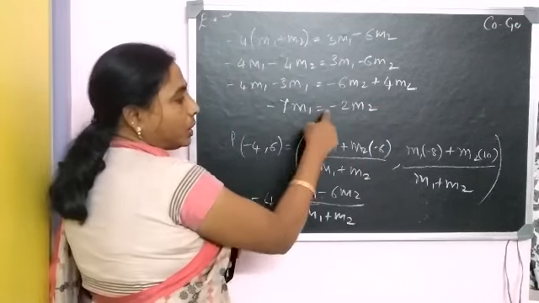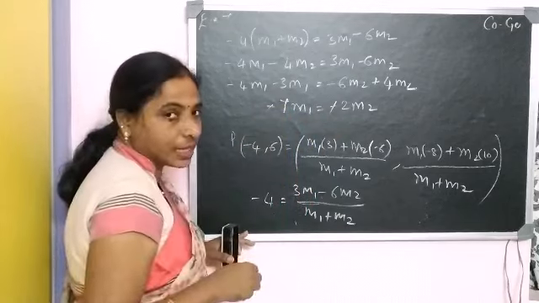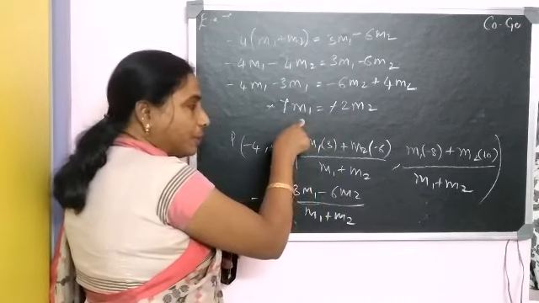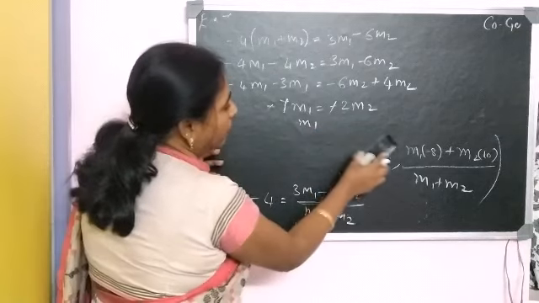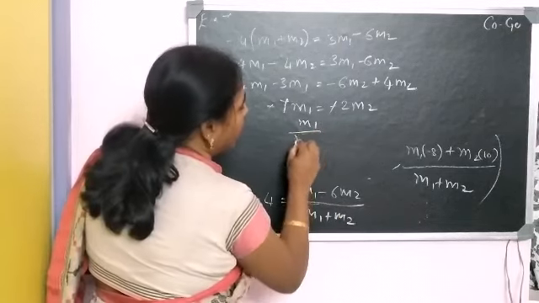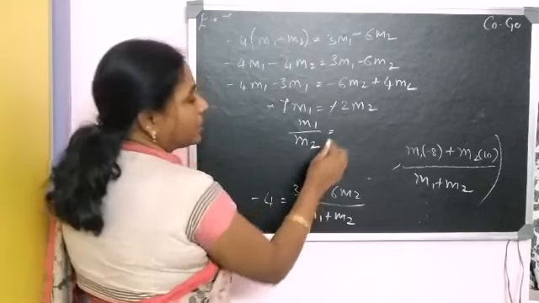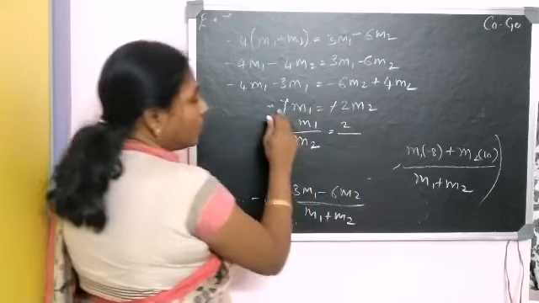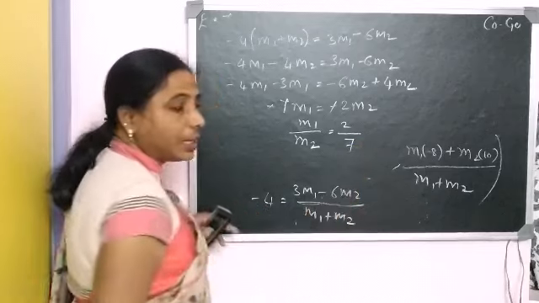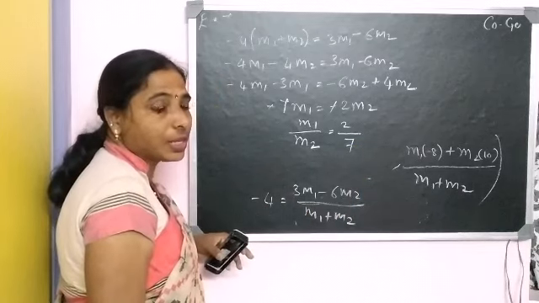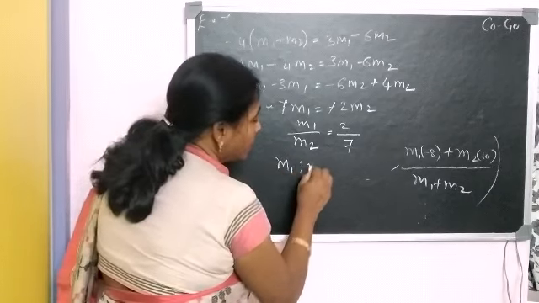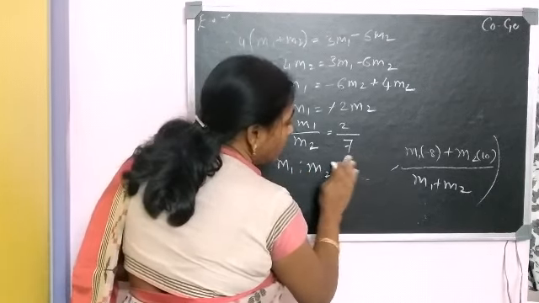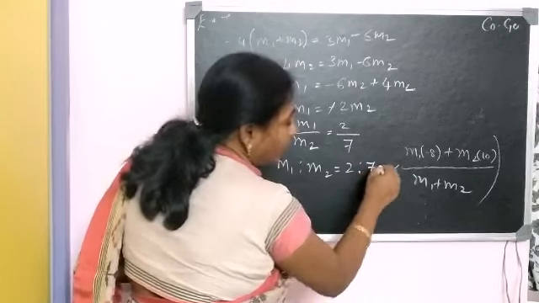Now, here both are minus. What I will do, I will just cancel. Now I will take this m2 to the other side. So it becomes m1 by m2. This becomes m1 by m2 is equal to this 2. This 7, if you bring it to the other side, it becomes 2 by 7. So here the ratio m1 is to m2 is 2 is to 7.